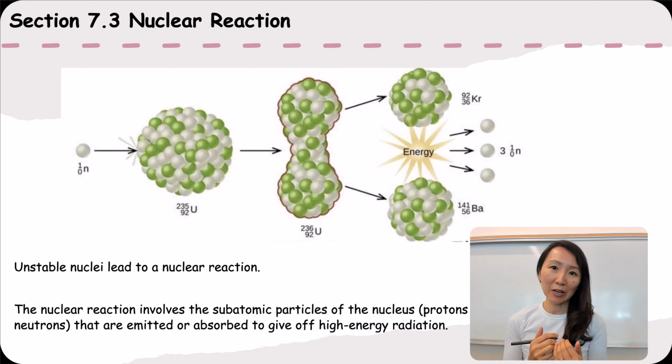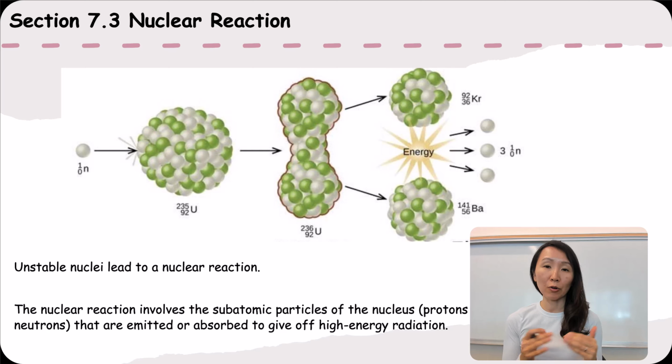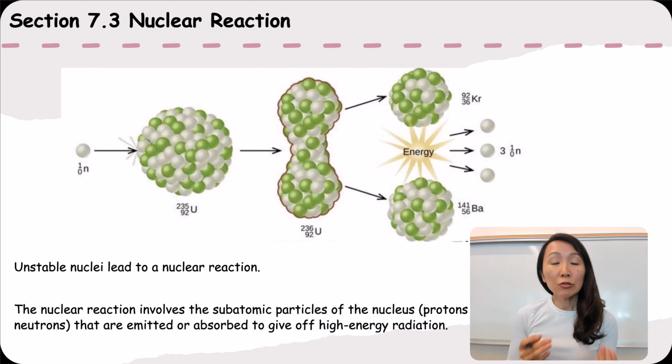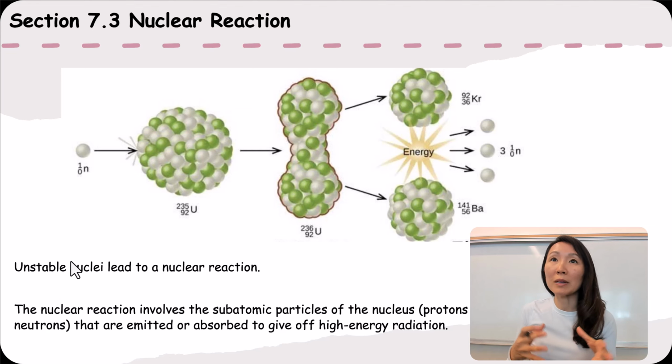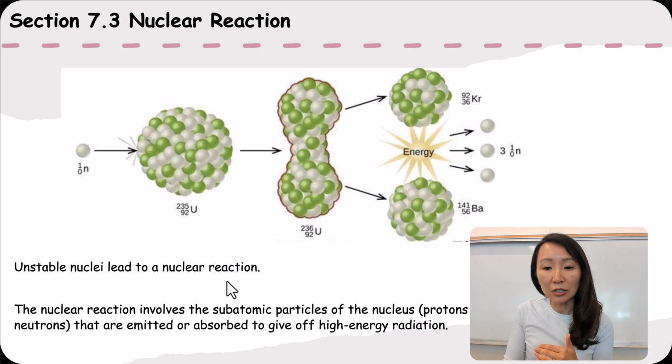In this video, we'll cover nuclear reaction. A nuclear reaction involves the nucleus, like the proton and a neutron, or both. The reason why it occurs is because the nucleus itself is unstable. Because the unstable nucleus wants to become stable, it will go through what is called the nuclear reaction.